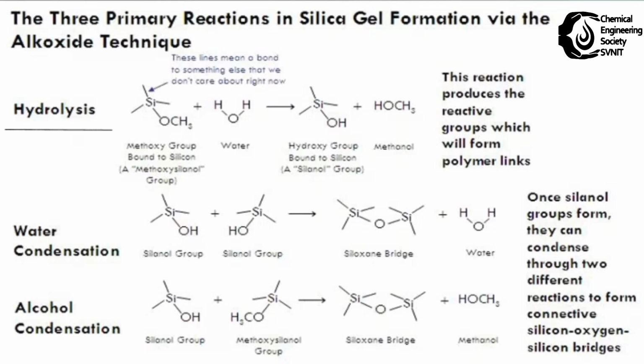Hydrolysis. In hydrolysis, the methoxy group is removed and a hydroxy group is added to the silicon, which results in the formation of a silanol group. In water condensation, the removal of H2O from the silanol results in the formation of a siloxane bridge, while alcohol condensation is the removal of alcohol. In this case, the alcohol is methanol, hence the removal of methanol from the silanol and methoxysilanol group results in the formation of a siloxane bridge.